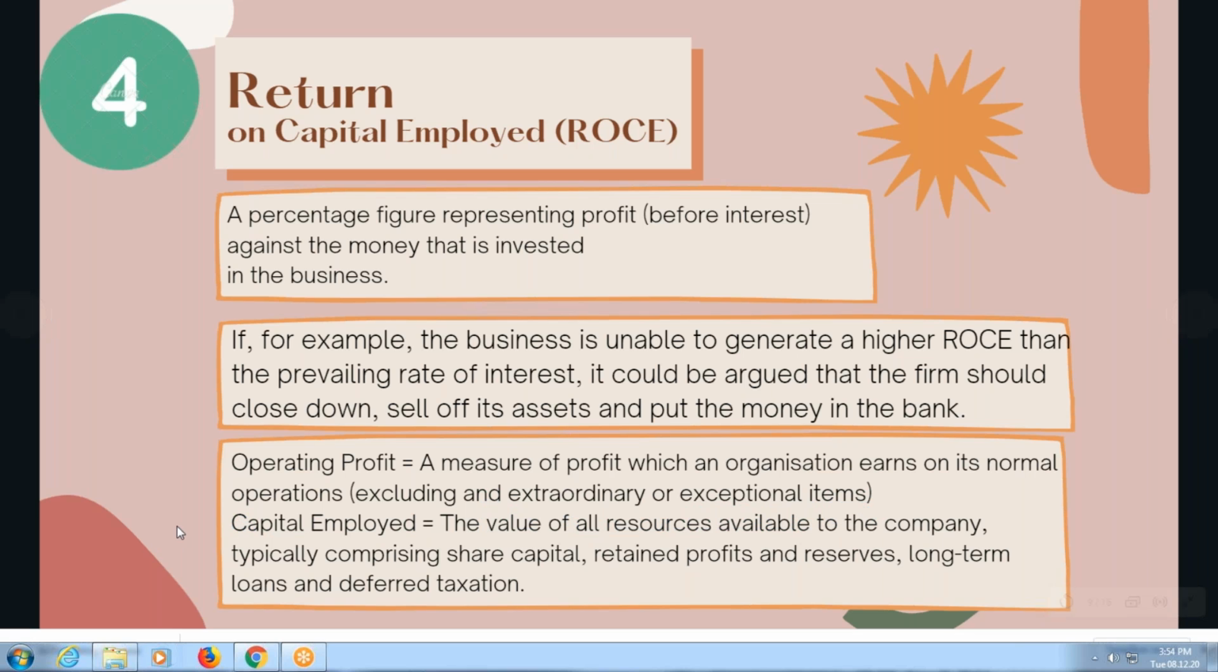And the capital employed, the value of resources available to the company. So if you see the balance sheet, capital employed is already on the balance sheet.